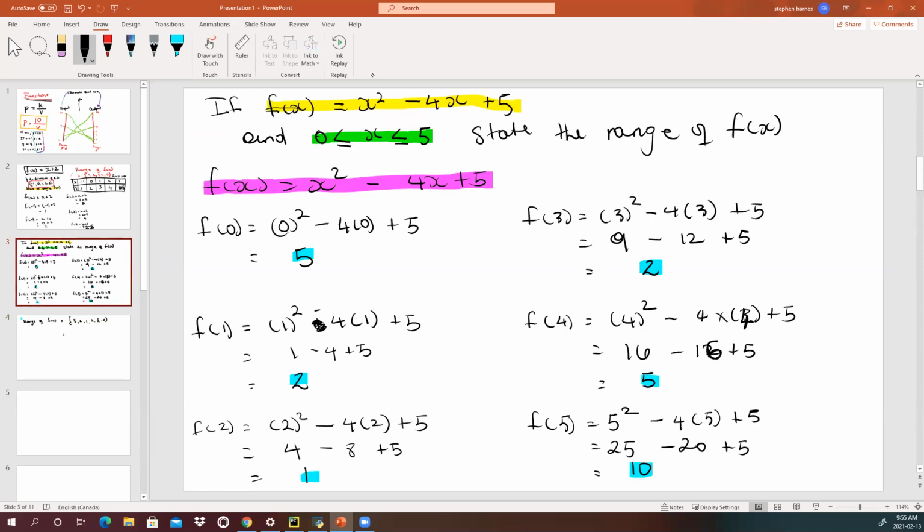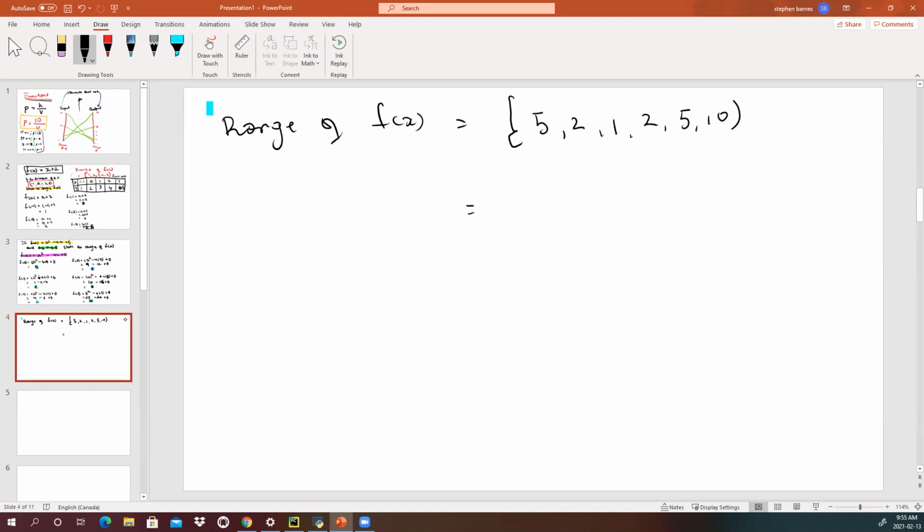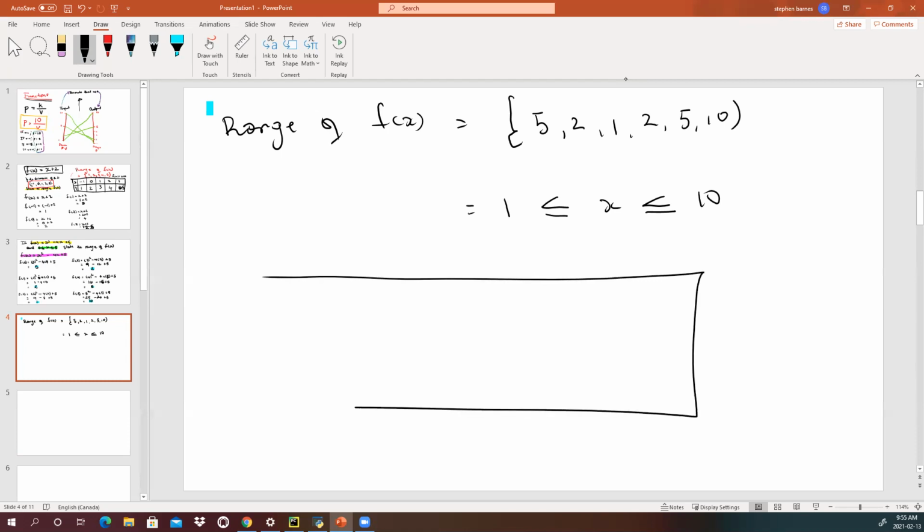Remember, you got the domain in the form highlighted in green, 0 less than or equal to x. You can also write it that way here. In our case, we would have 1 and then 10, with y in the middle: y is greater than or equal to 1, and then less than or equal to 10. So you can write it that way, and you can do the table.